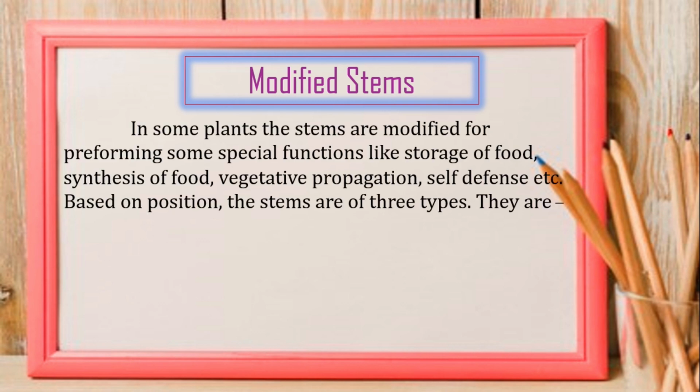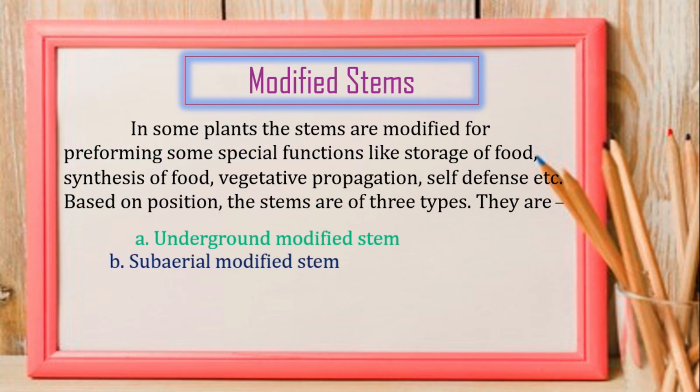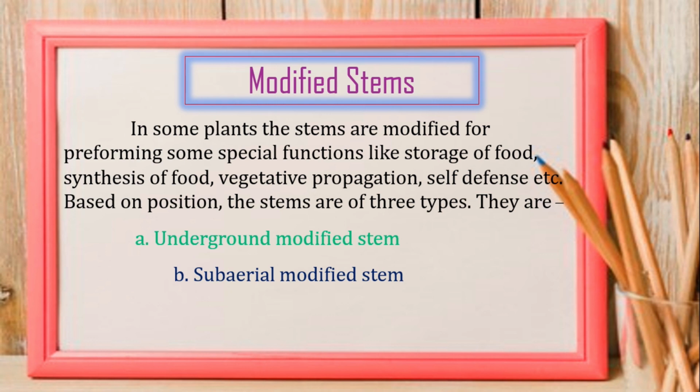In some plants, the stems are modified for performing some special functions like storage of food, synthesis of food, vegetative propagation, self-defense, etc. Based on position, these stems are of three types: underground modified stem, subaerial modified stem, and aerial modified stem. In this class, I will explain the first point, that means underground modified stem.